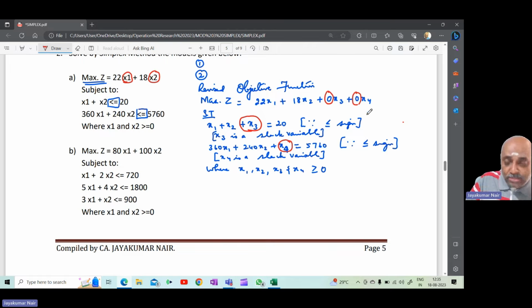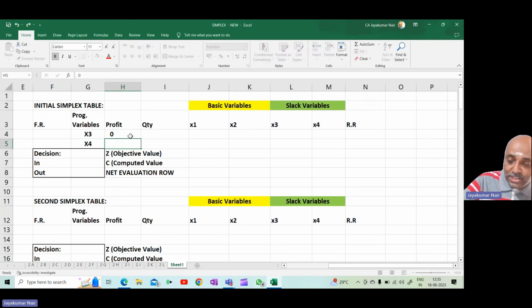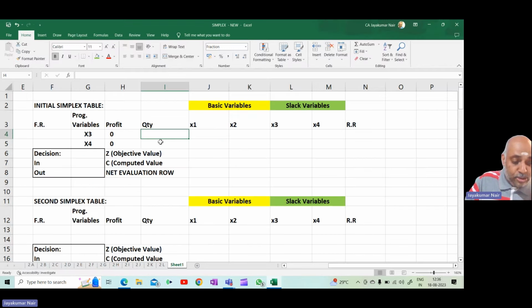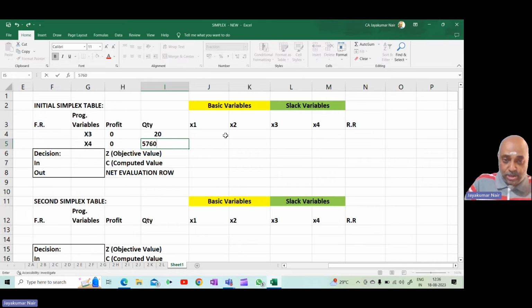If you produce x4, profit earned is 0. So in this table, you will write 0 and 0. Now, what is quantity? Quantity is the right-hand side value of your constraint. So in the first one, it is 20, and the second one, it is 5,760. So we fill in the right-hand side values of the constraints: the first constraint is 20, and the second constraint's right-hand side value is 5,760.